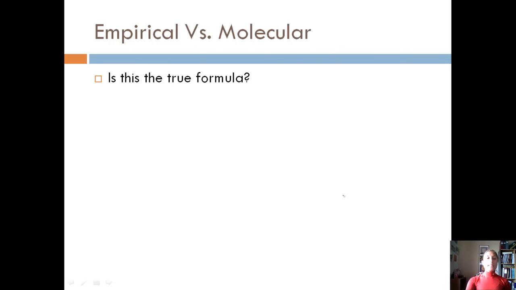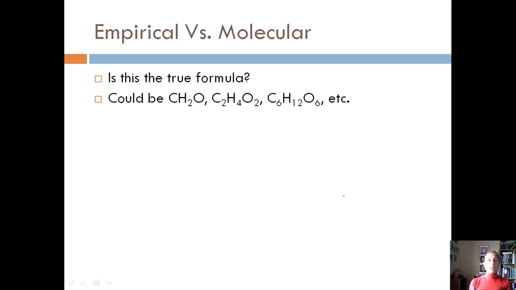Well, is this the true formula? Is this how this compound exists in nature? It could be CH2O, which is our empirical formula, but we can also take that 1 to 2 to 1 ratio and multiply it by whatever number we want. So if we multiply by 2, we get C2H4O2, or we could multiply it by 6 and get C6H12O6. And so there could be multiple combinations like this.